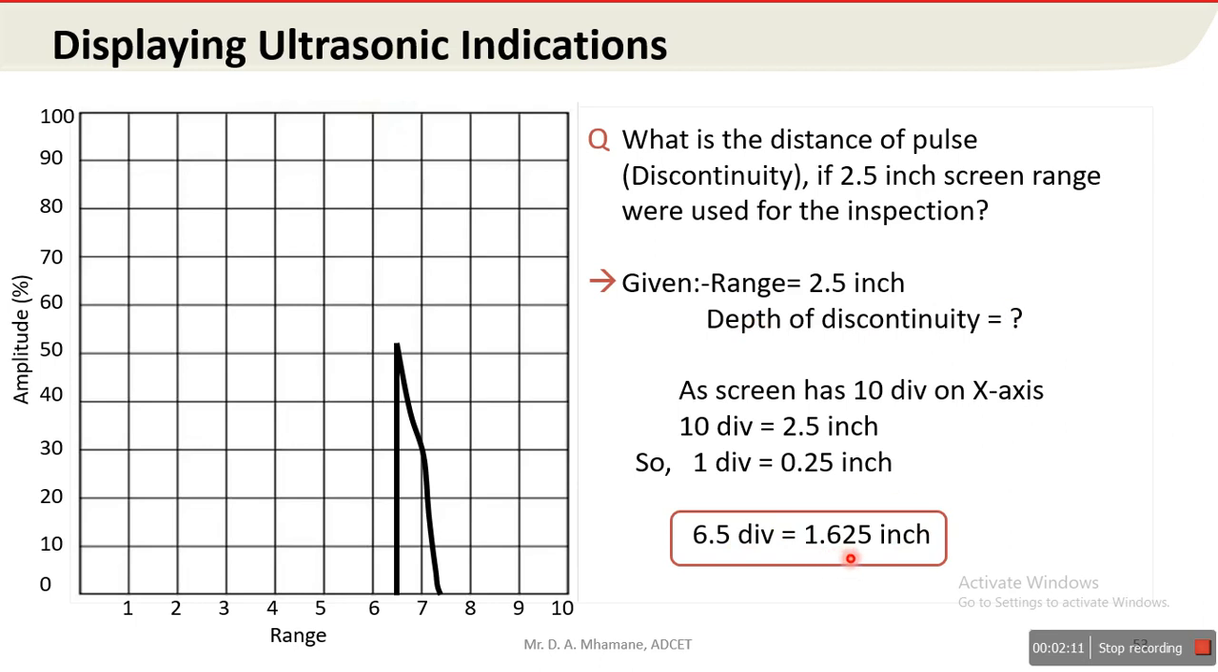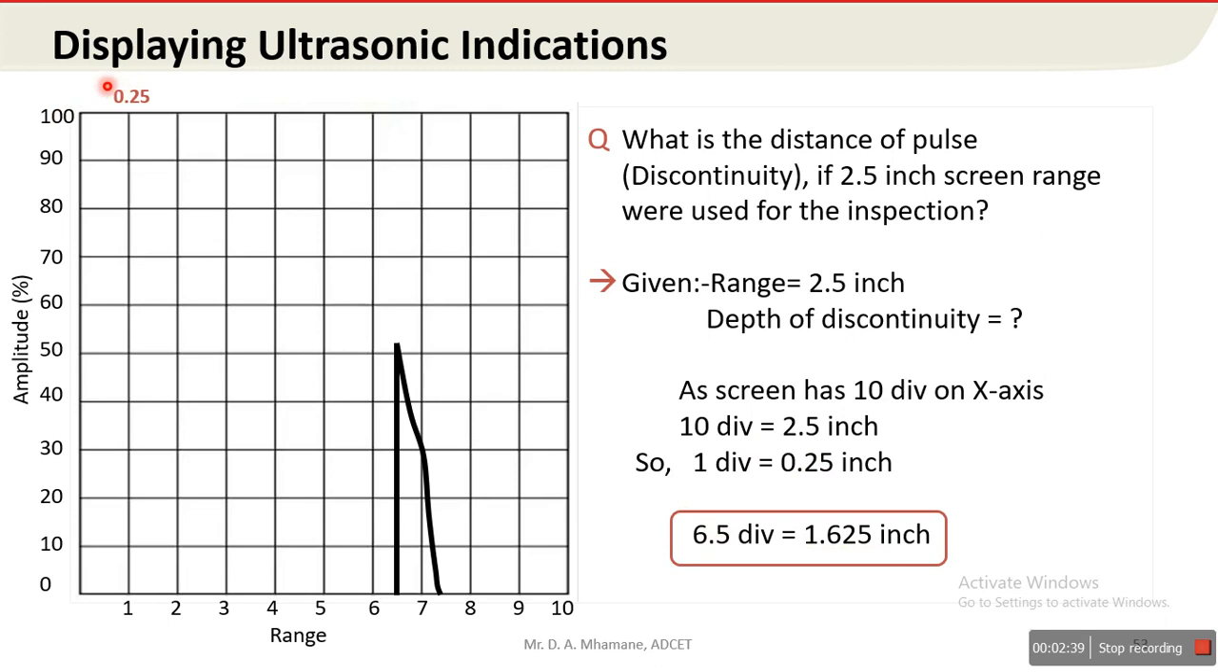How it is calculated? The diagram is given, the location of pulse is given. The location of pulse is in between 6th and 7th division. So approximately we consider the location is 6.5. We know value of single division. So as we multiply 6.5 with 0.25, we get 1.625 inch.